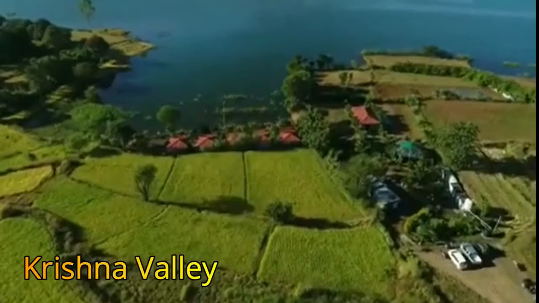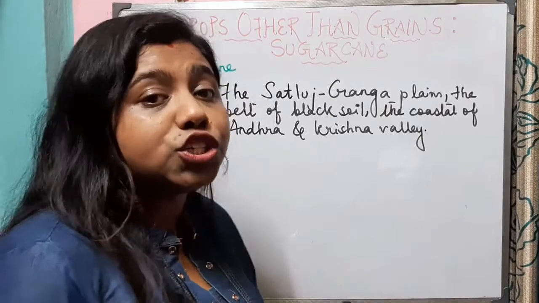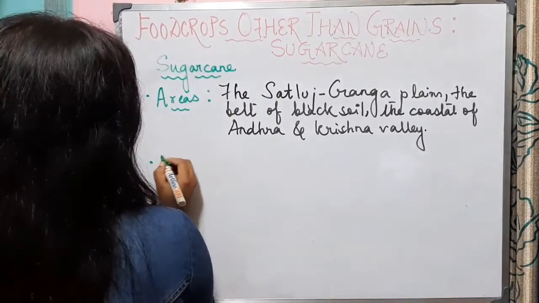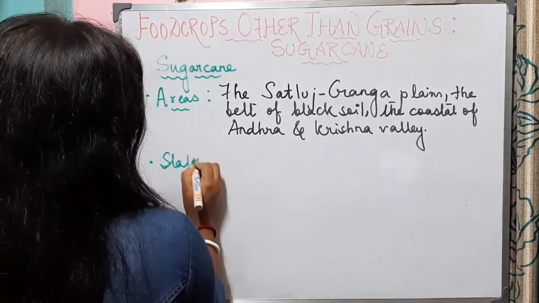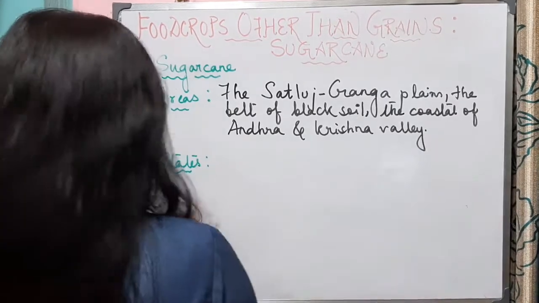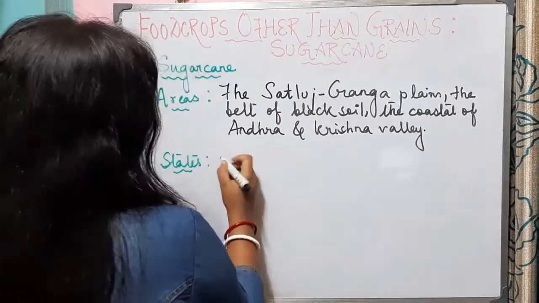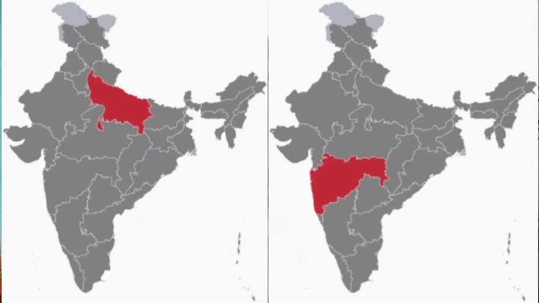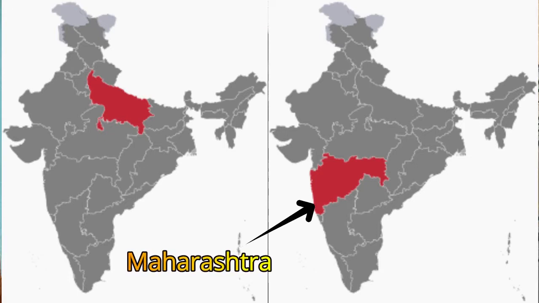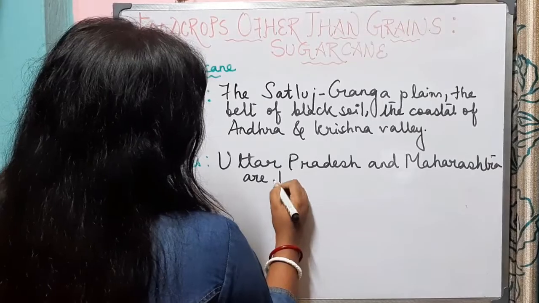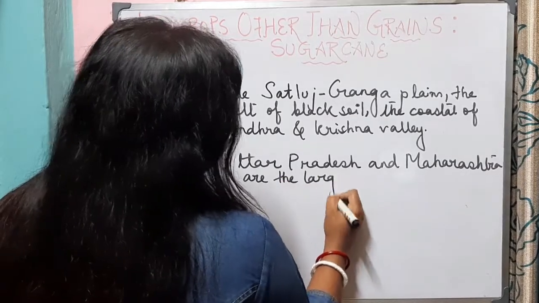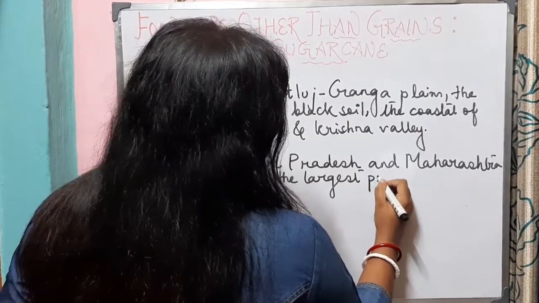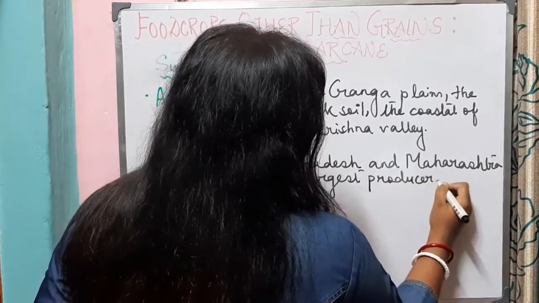Now let us see which are the states which dominate in production of sugarcane. In India, the states of Uttar Pradesh and Maharashtra are the largest producer of sugarcane, or we can say the major producer of sugarcane.